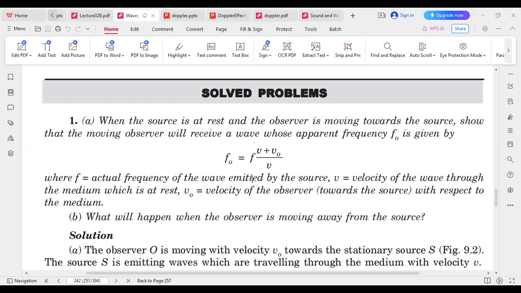When the source is at rest and the observer is moving towards the source, show that the moving observer will receive a wave whose apparent frequency f naught is given by this, where f equals the actual frequency of the wave emitted by the source and v is the velocity of the wave through the medium, which is at rest. V naught is the velocity of the observer towards the source with respect to the medium. B, what will happen when the observer is moving away from the source?